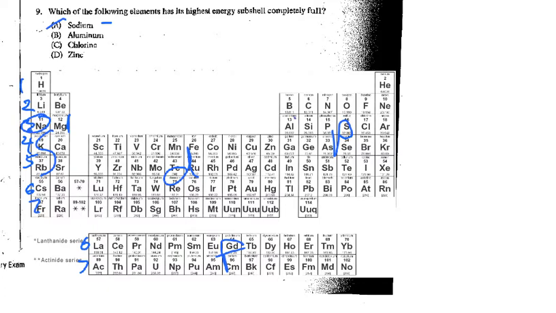Let's look at aluminum. Aluminum's right here. It's in a 3p area, and it's not full either because the P would have to go all the way down to there to be full. And then chlorine is right there. It's also in a 3p, but it's not full.